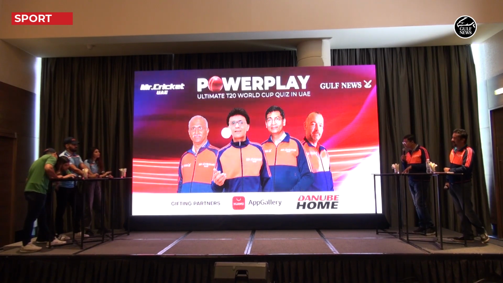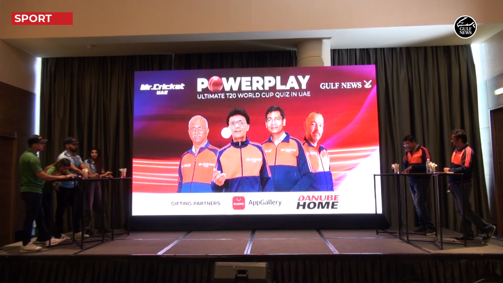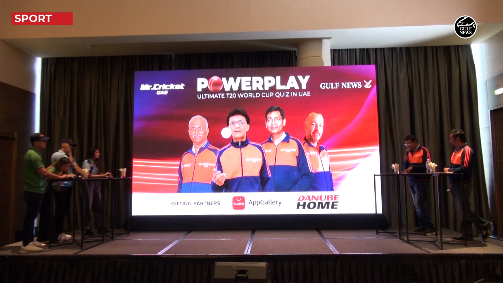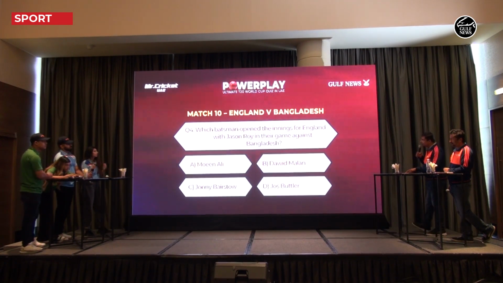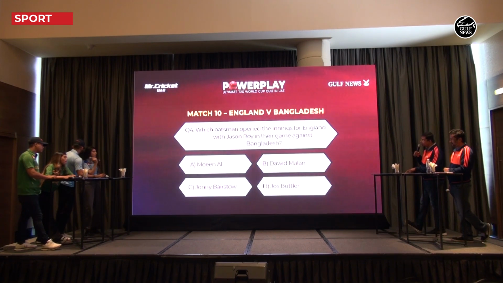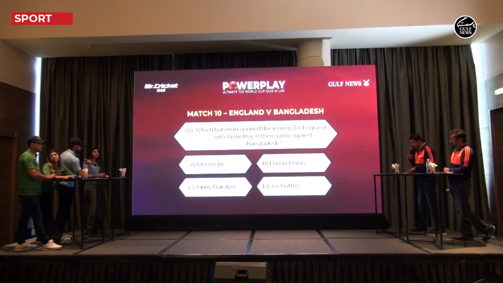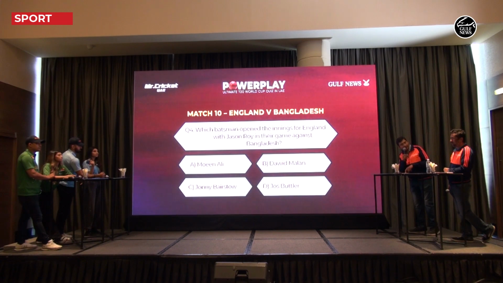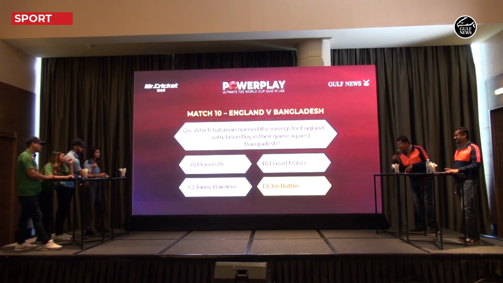The fourth question, listen carefully. In their game against Bangladesh, which batsman opened the innings for England with Jason Roy? Your options are Moeen Ali, Dawid Malan, Johnny Bairstow, Jos Buttler. And who gets the chance? It is England. D. Jos Buttler. D. Jos Buttler is the right answer.